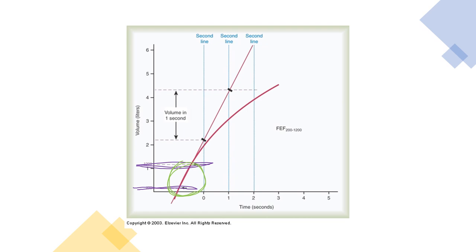So how fast did that 200 to 1200 come out? If it came out slow, then that means that your large airways have an obstructive condition going on, like tracheomalacia or something like that, or tracheal stenosis. So those are your large airway issues. If it's normal, obviously then we don't have to worry, but it's a large airway issue if it's low.